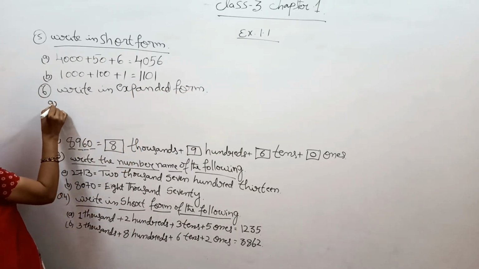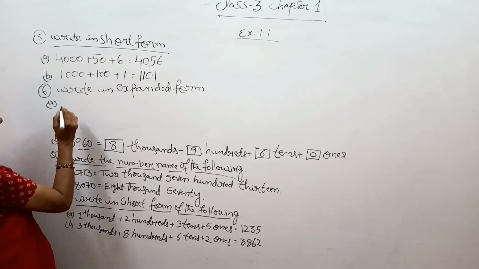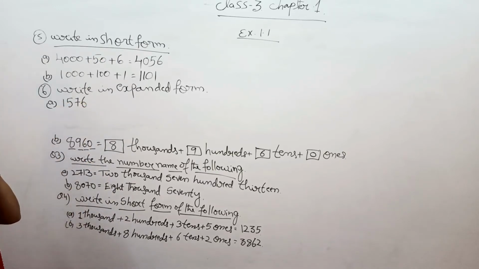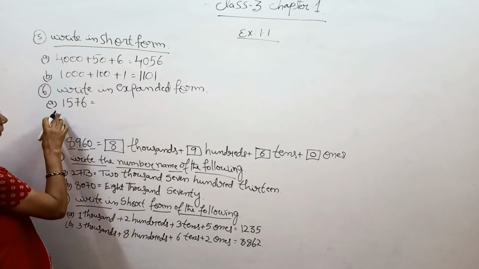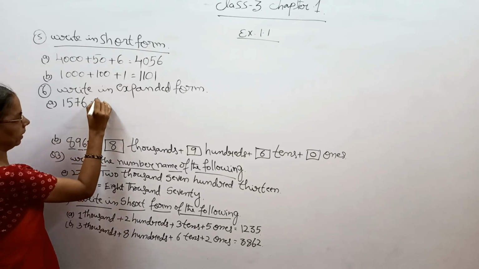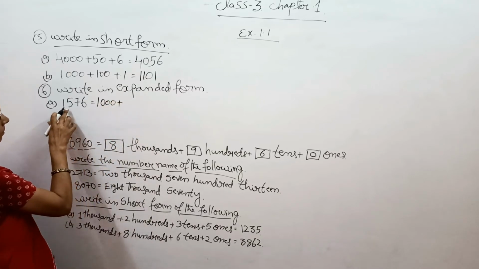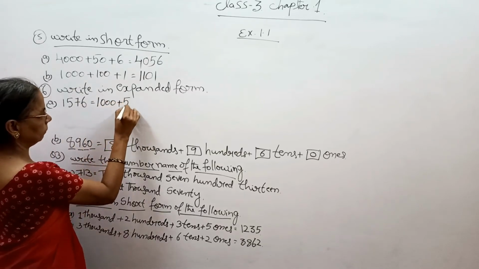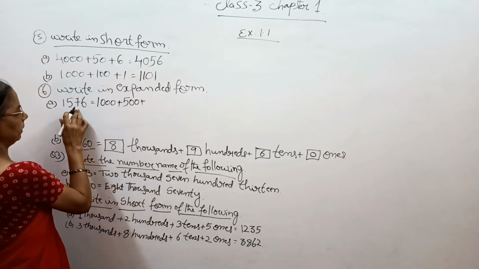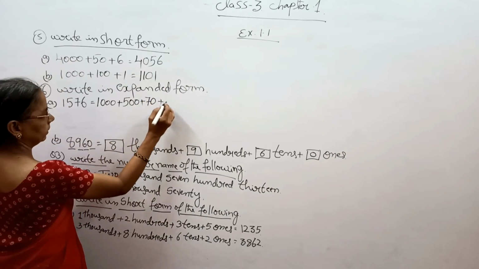That is, question number 1, 1576. In this, first of all, we have to count the ones, tens, hundreds and thousands. Then simply we have to write 1000 plus 100 plus 5, that is 500 means 00, then 7 is in the tens place, then simply 70, then it is 6.